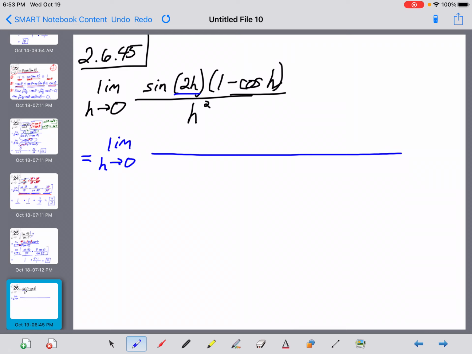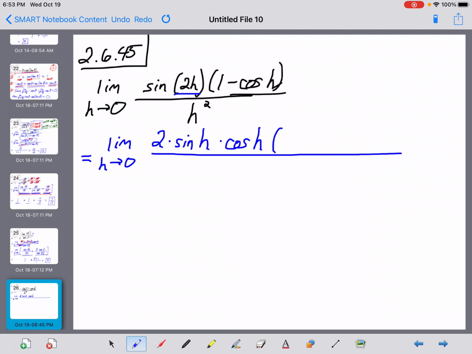The sine of 2h, or the sine of 2 times any angle, can be rewritten as 2 times the sine of the single angle h, multiplied by the cosine of the same angle h. So not something you have to have memorized, but I'm hoping you go, oh yeah, we learned something like that last year. Okay, what's coming next then?